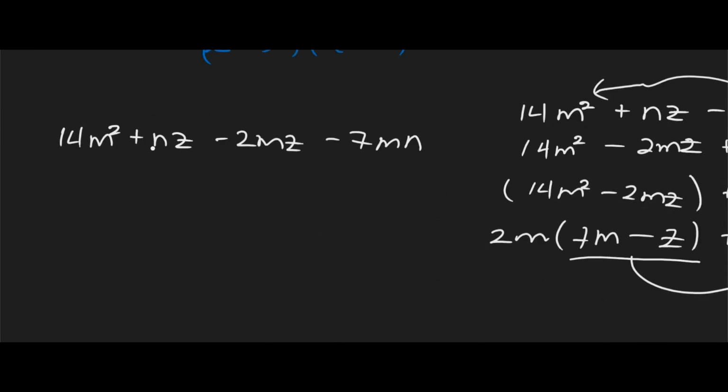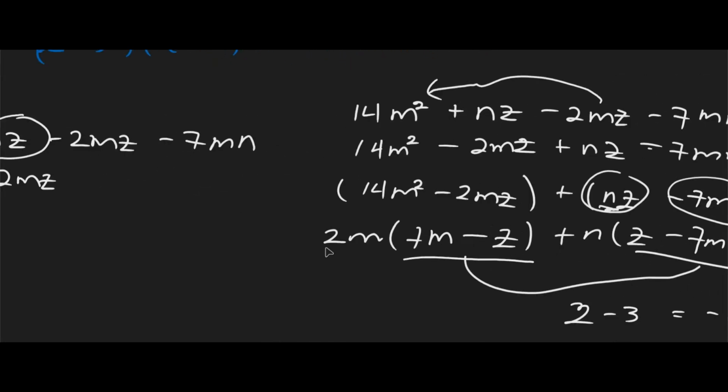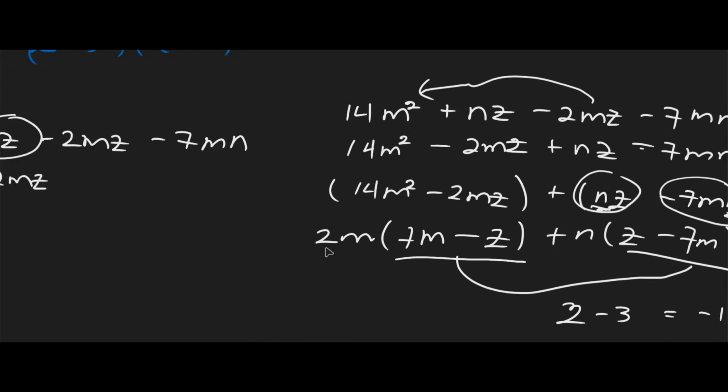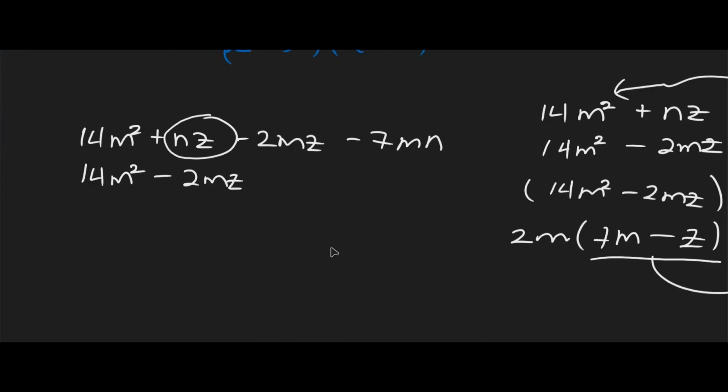Okay, so let me regroup it. So that's going to be 14m squared minus 2mz. That expression still holds. So what I'm going to do is that, instead of writing nz first, like I did in this one, you see, I wrote nz first here. In this case, I'm going to write negative 7mn first, and that will help me get the same expression. So I'm going to get negative 7mn and then plus nz. So let's see what's going to happen.